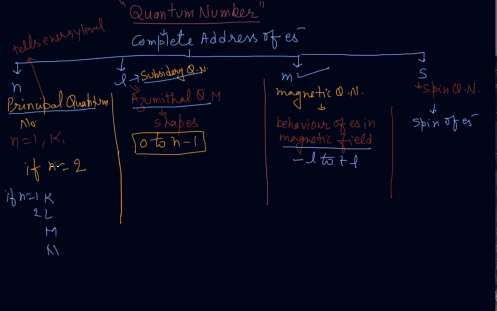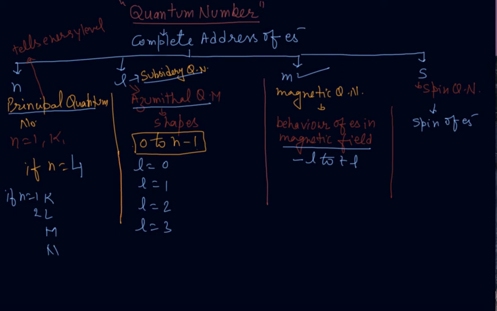Now see, I am just going to take one example. If n is equal to 2, then l will be what? 0 to n minus 1, means that l may be 0, may be 1. If I take n is equal to 4, then l may be 0, l is equal to 1, l is equal to 2, l is equal to 3, because the mathematical value comes from 0 to n minus 1.